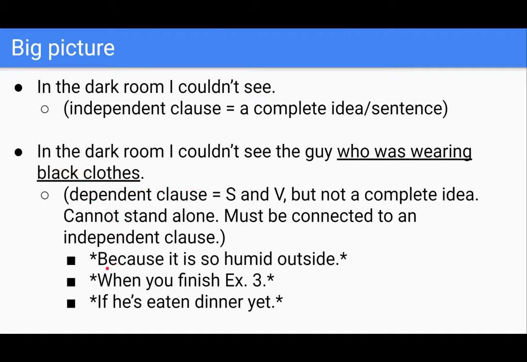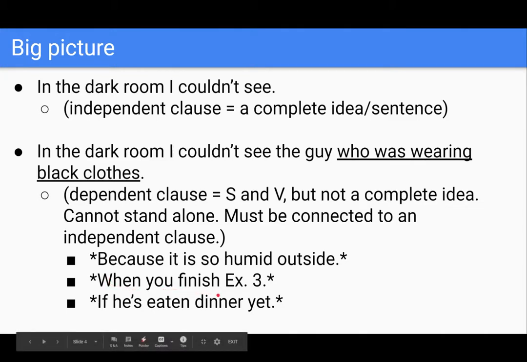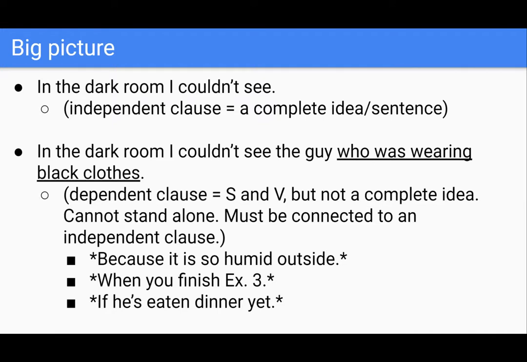Okay, so here are three examples of dependent clauses. Because it is so hot, or because it is so humid outside, this is incorrect. It's not a complete idea. Or when you finish exercise 3, do what, right? It's not complete. You don't know. You can't understand the meaning. And then if he's eaten dinner yet, so what, right? Without the end of this sentence, we don't understand the meaning completely.